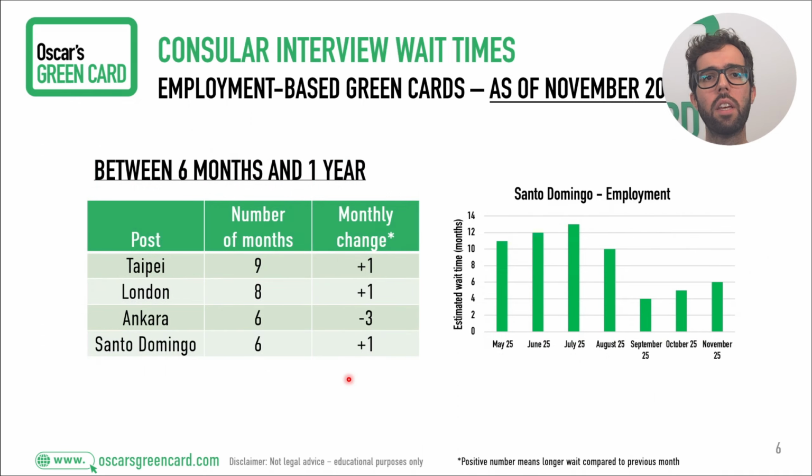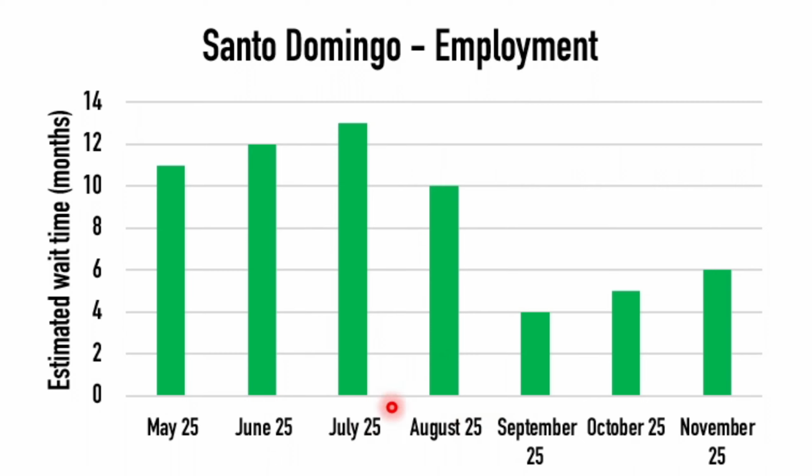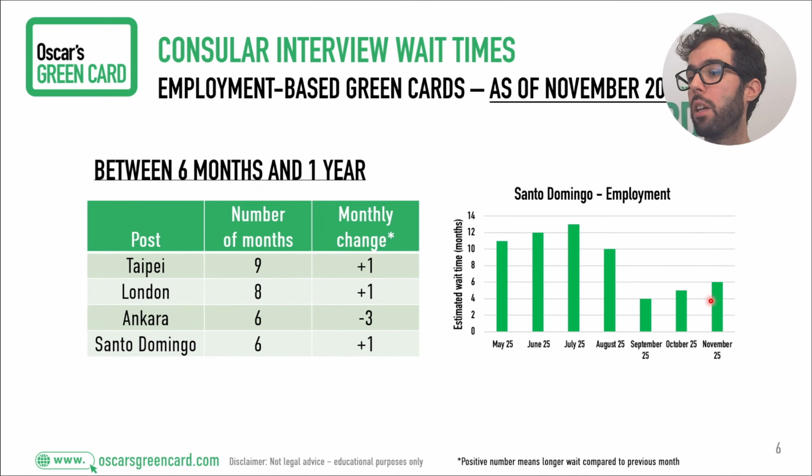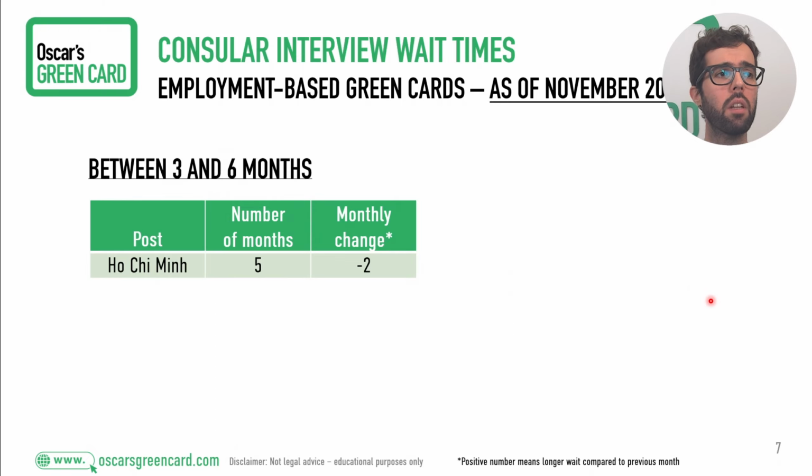Between 6 months and 1 year, we have Taipei with 9 months, London with 8 months, Ankara and Santo Domingo with 6 months each. Ankara is getting better by 3 months, and Santo Domingo gets a little bit worse just by 1 month. And here we have that progression that Santo Domingo has seen, with big improvement from August to September, and now is getting a little bit more delayed again. It seems like they're having issues maintaining that good pace that we were seeing. Between 3 and 6 months, we have Ho Chi Minh with 5 months, getting better by 2 months.